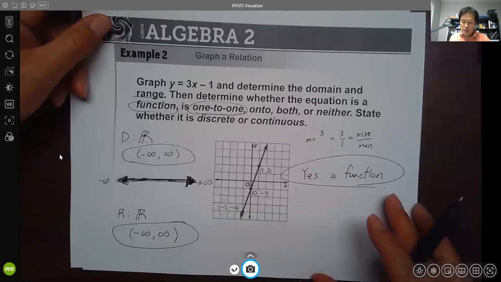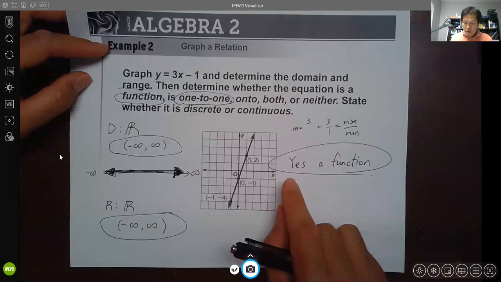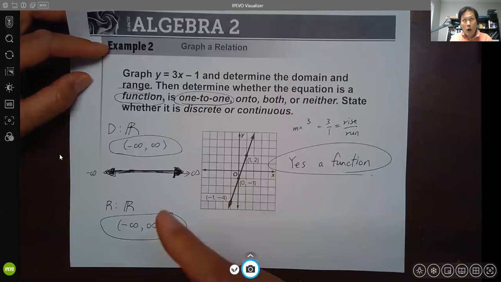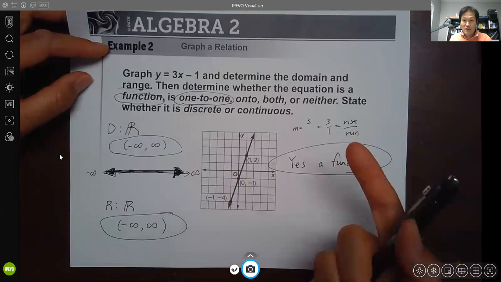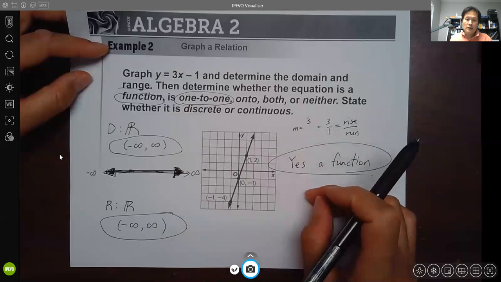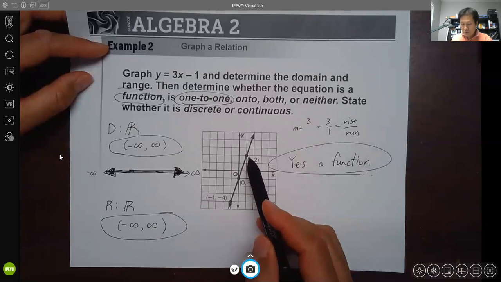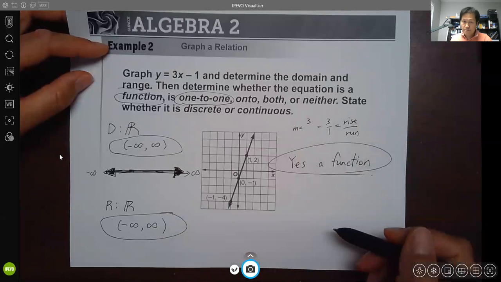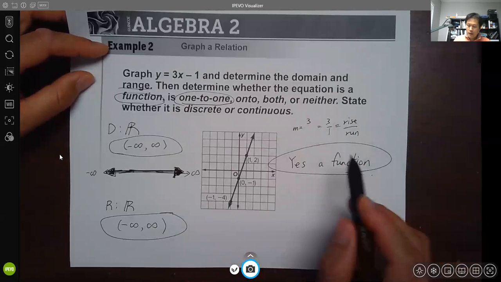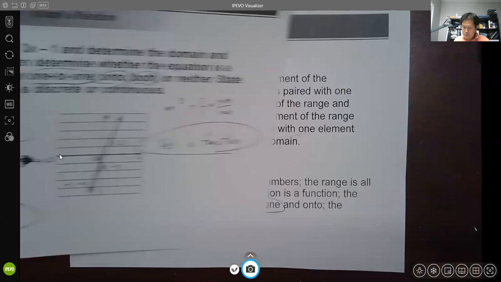Onto function means there's no output wasted. There's no output sitting there by themselves, not connected to an input. If you look at any y value here, you can find its x value. So it is an onto function. So onto, yes. Both, yeah, it is both.